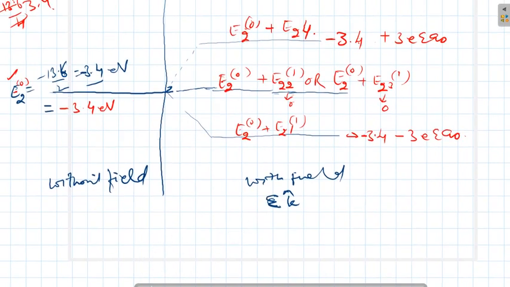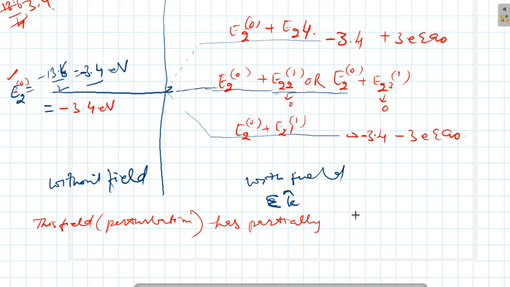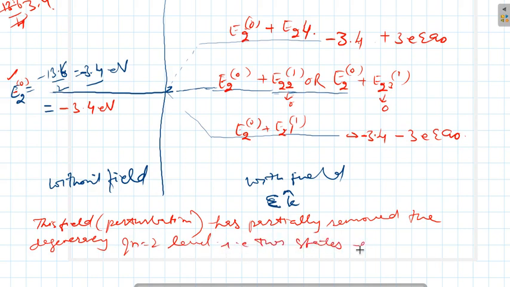So that means what is going on when the field is applied, then this field, or we can say this perturbation, has partially removed the degeneracy of the N equal to 2 level, that is, two states have the same energy as is clear from this point, and the other two states will get split on the application of this, right?